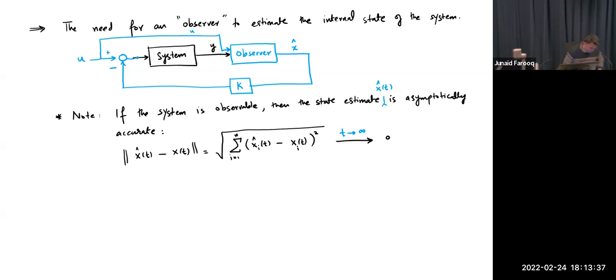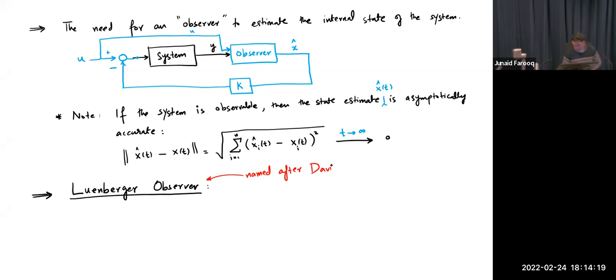And today we are going to look at one possible design of an observer. Obviously, there are many possibilities and ways to construct estimators and observers, but today our goal will be to study the Luenberger observer. Right, so it's a very well-known observer design, and basically named after David Luenberger. It's a very simple design of a linear observer or linear estimator.